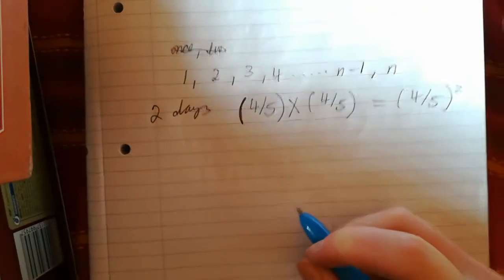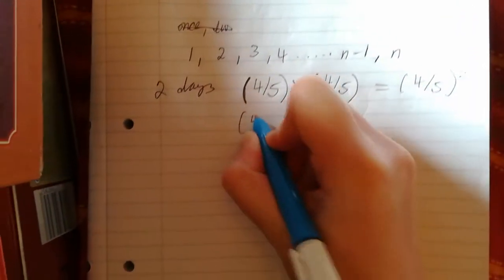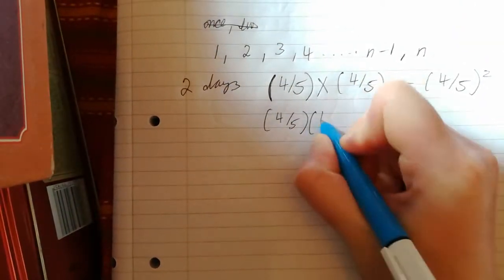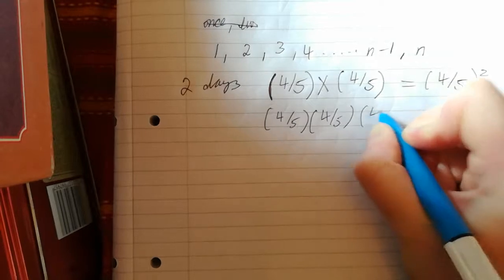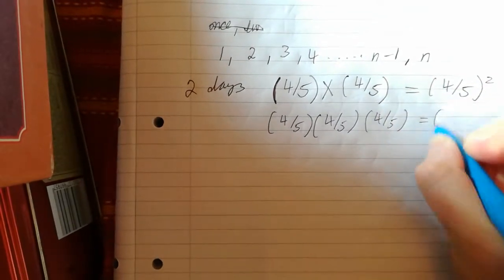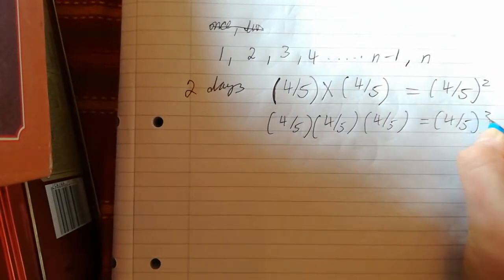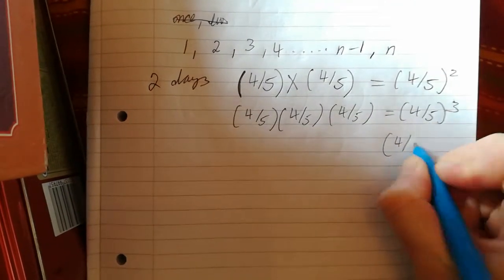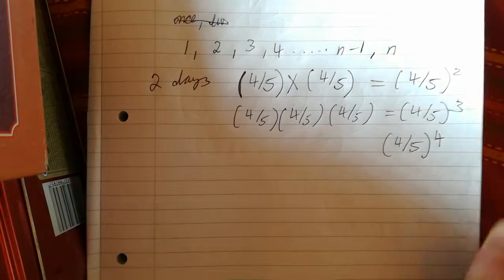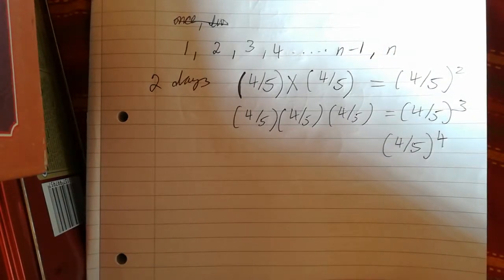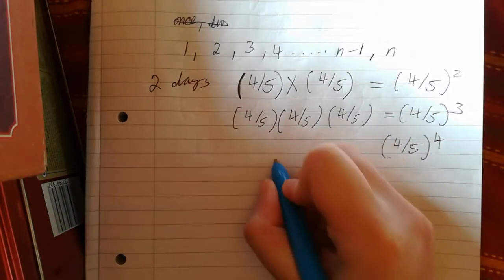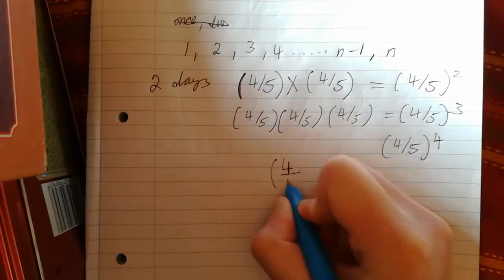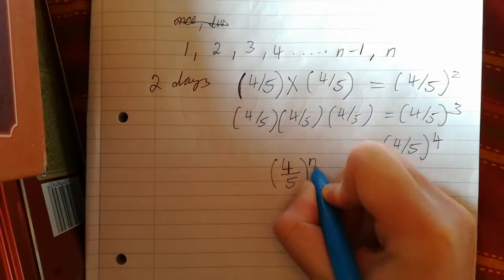The probability that she doesn't answer the phone for 3 days will be 4 over 5 by 4 over 5 by 4 over 5. And I think you can see where I'm going with this. So that'll be 4 over 5 cubed. The probability that she doesn't answer the phone for 4 days will be 4 over 5 to the power of 4. So the probability that she doesn't answer the phone for any of those n days is going to be 4 over 5 to the power of n.